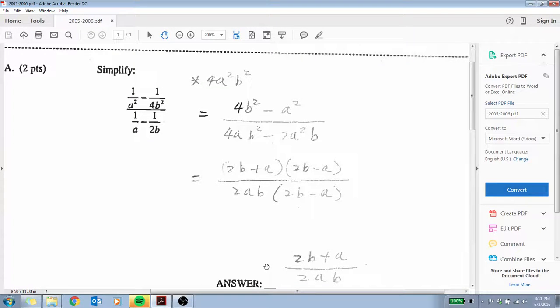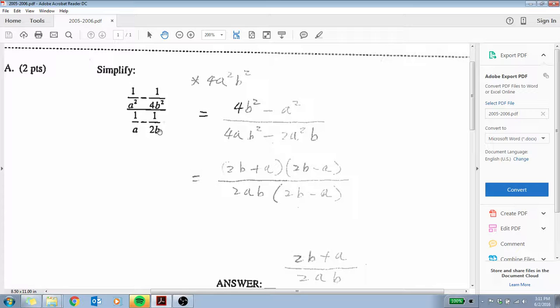We are trying to simplify this complex fraction, and a technique that we've mentioned for a few of the other videos is that we want to multiply both the top and the bottom by the least common denominator. So look at all the fractions that we have. We have a squared as a denominator, we have 4b squared as a denominator, a, and also 2b as a denominator. So the least common denominator would be 4a squared b squared.